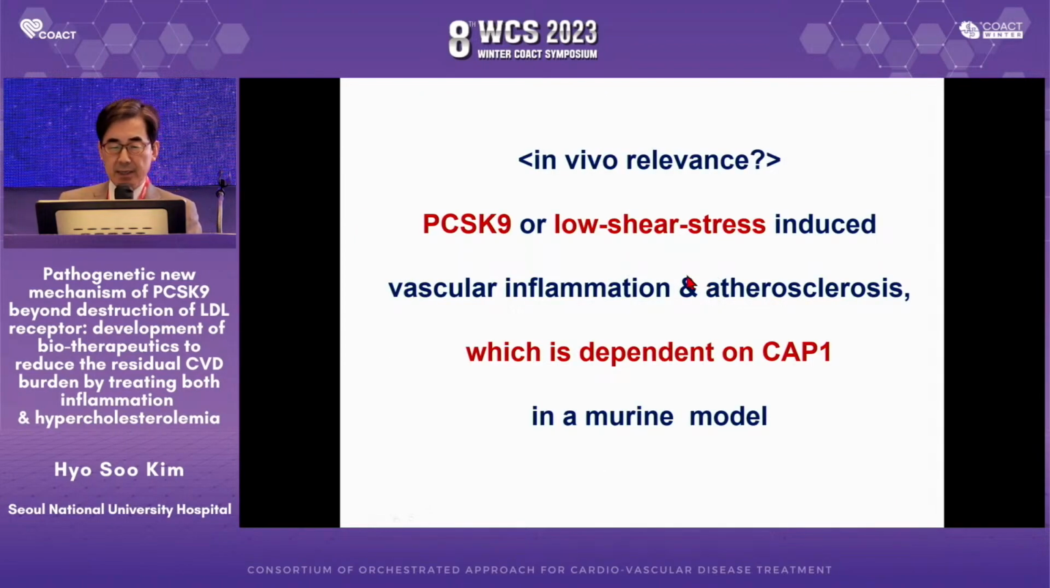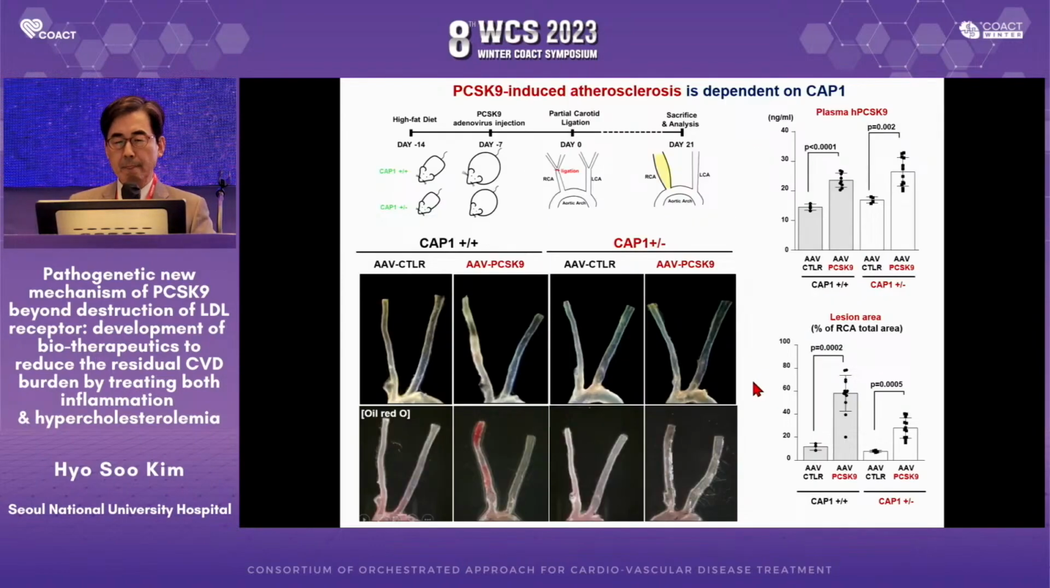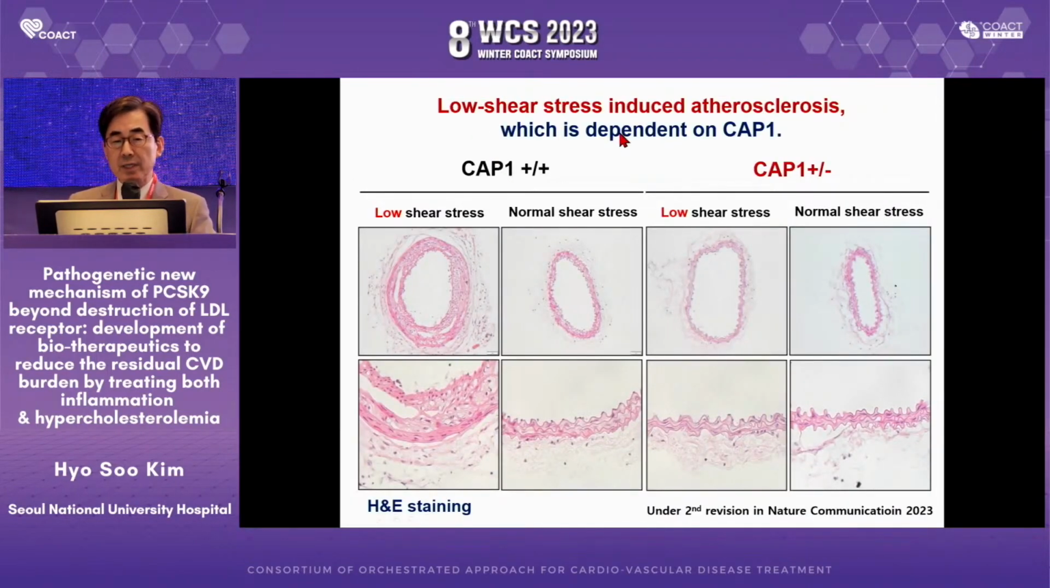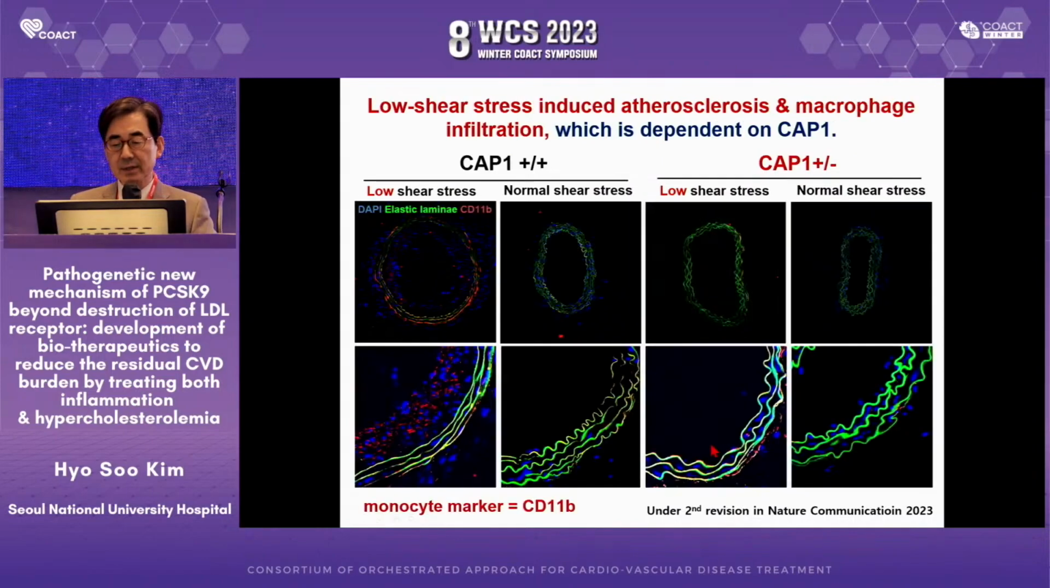In vivo relevance: yes, PCSK9- or low shear stress-induced vascular inflammation and atherosclerosis are all dependent on CAP. Here's one piece of evidence. In wild-type animals, PCSK9 injection induced atherosclerosis, which is obliterated in CAP hetero-knockout mice. Another piece of evidence: low shear stress itself induces atherosclerosis like this. But in CAP hetero-knockout mice, even low shear stress does not induce plaque because there is no infiltration of macrophages.